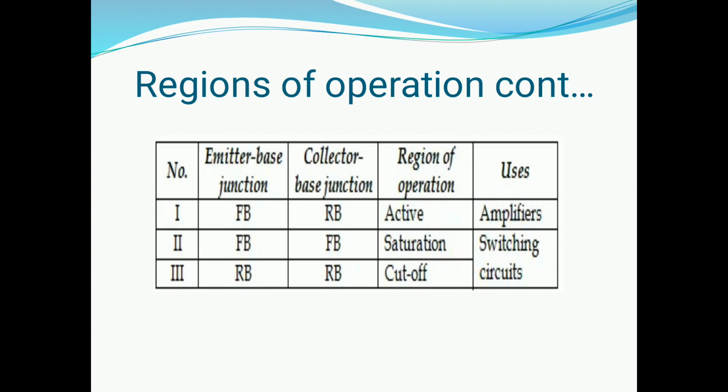When the emitter-base junction is forward bias and collector-base junction is reverse bias, the transistor operated in active region. In this region, the transistor operates as an amplifier. When the emitter-base junction is forward bias and the collector base junction is also forward bias, the transistor remains in saturation region. It corresponds to logical on or closed switch.